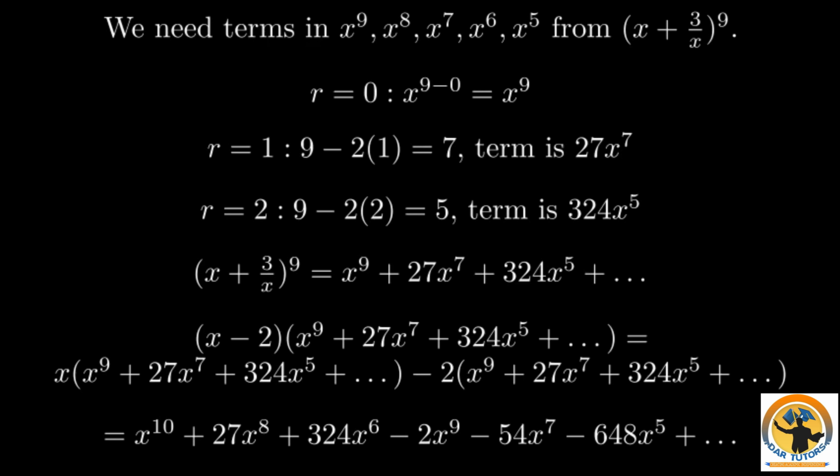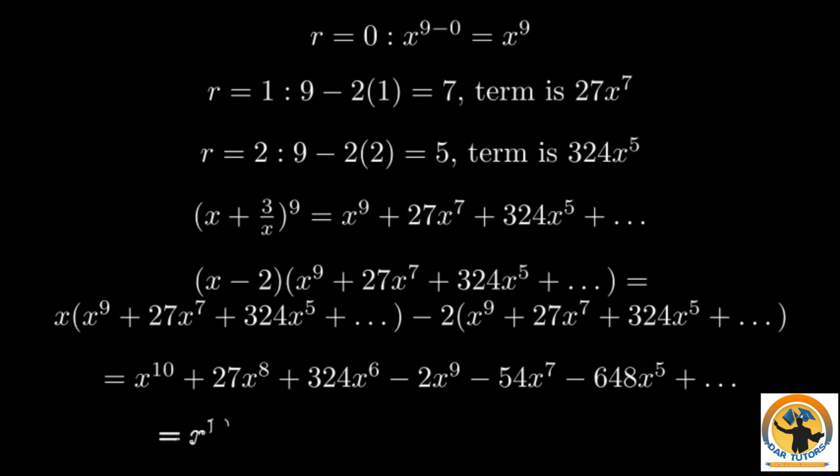Finally, we collect like terms and write them in descending order of power. The first 5 terms are x to the 10th minus 2x to the 9th plus 27x to the 8th minus 54x to the 7th plus 324x to the 6th.